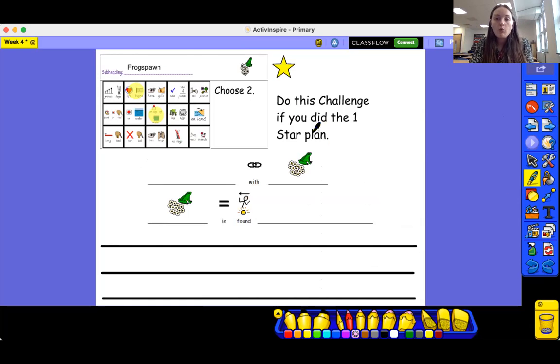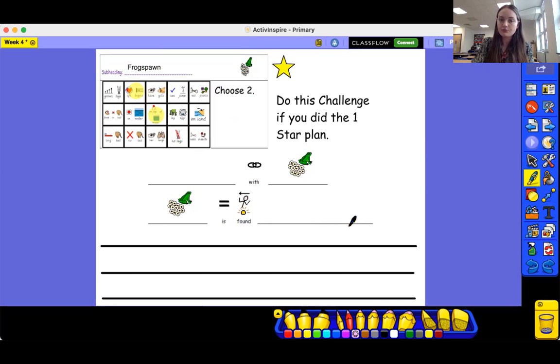If you did the 1-star challenge plan when you made your plan yesterday, you should do this challenge because it's going to follow straight on from the plan that you made yesterday. Okay? So yesterday you had a plan that looked like this and it said choose 2. So hopefully you circled 2 things about frog spawn. The things that I circled were life begins on top of water. I am going to use those 2 things to fill in the gaps in these sentences.